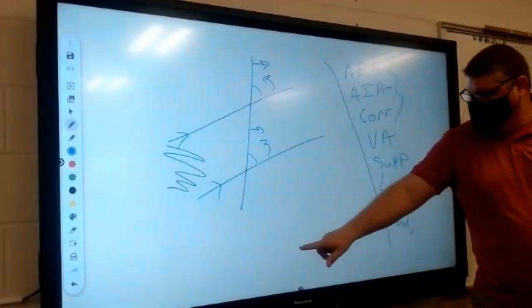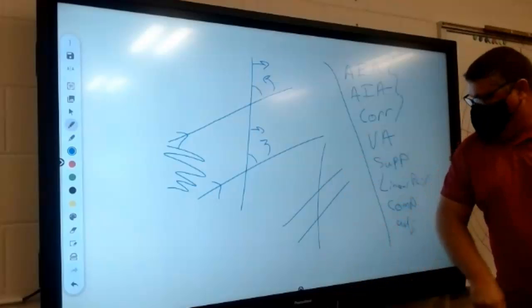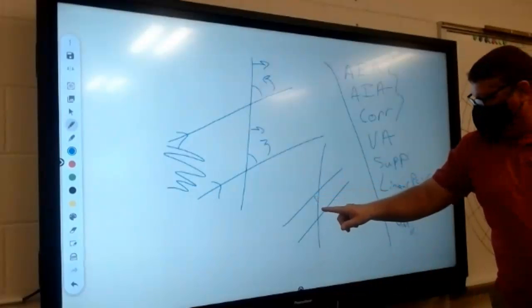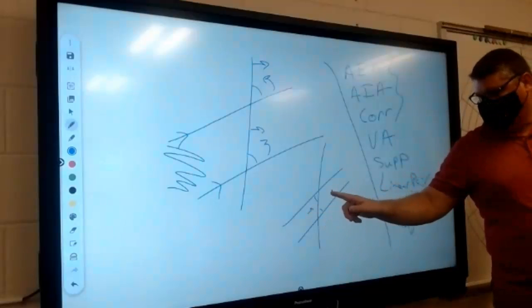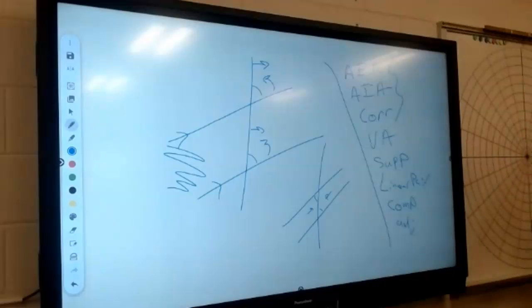Okay, now, Rambo, what are these? One of those three. She's 100% correct. Now, why is it alternate? One's on the left and one's on the right. And they're interior because they are in between the parallel lines. Love it.